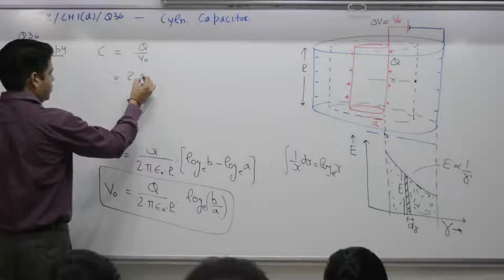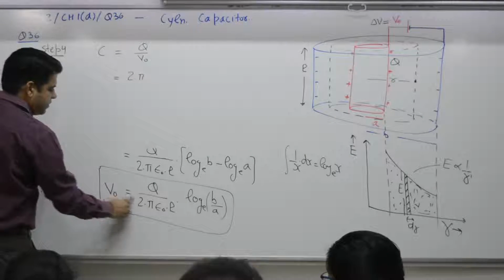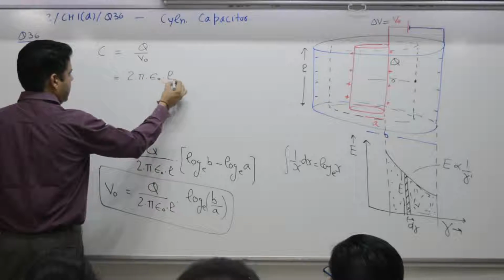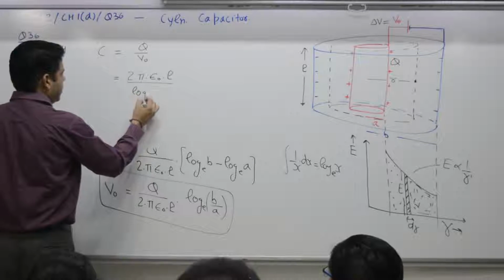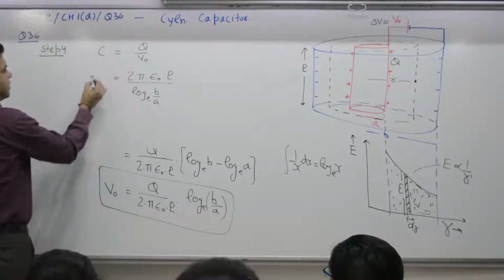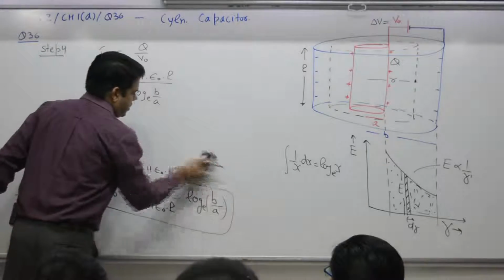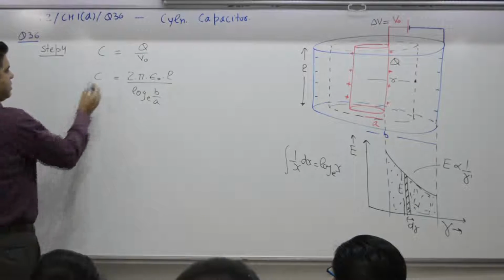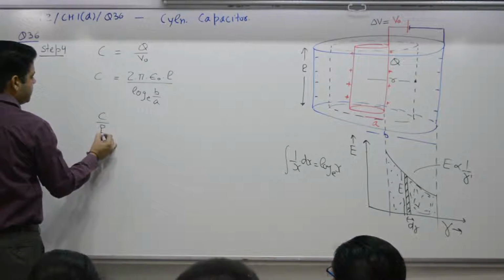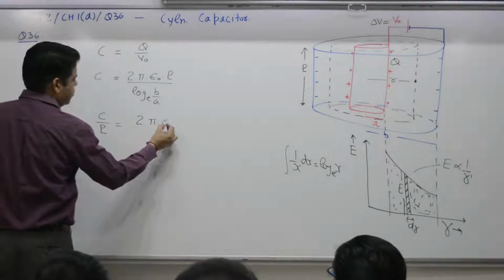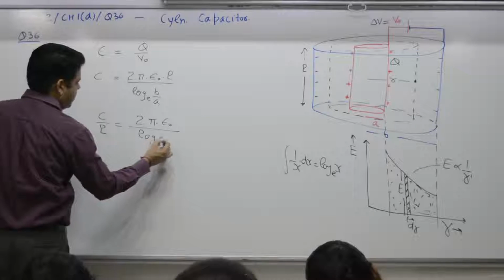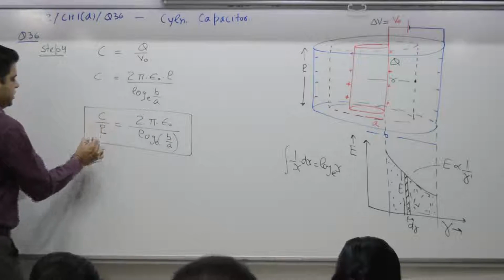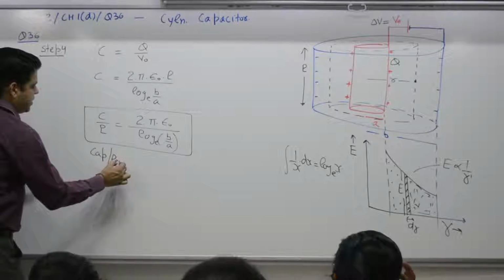Q by V naught is equal to 2. This is Q, this is V naught. If you shift V naught here, 2 pi epsilon naught L goes to the other side: 2 pi epsilon naught L divided by log of b by a. This is capacitance. And in case you want to find out capacitance per unit length, the answer is 2 pi epsilon naught divided by log of b by a. This is capacitance per unit length.